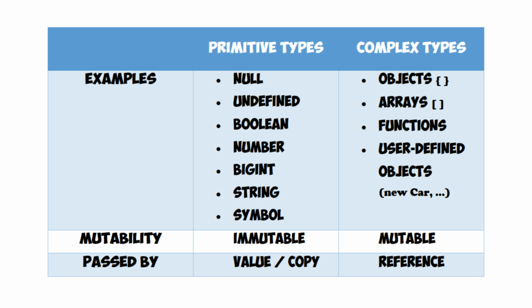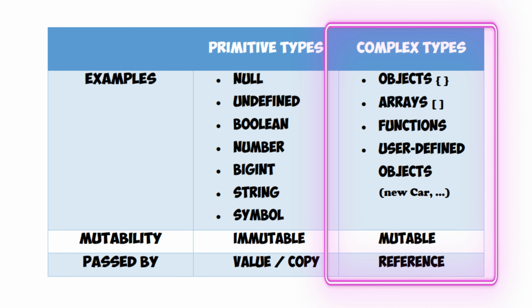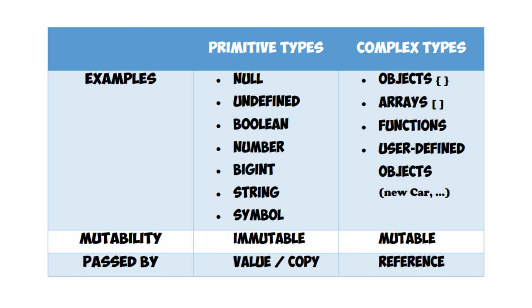In contrast to the primitive types are the object types, sometimes also called complex types or reference types. In JavaScript, these are represented through objects, arrays, and functions. They are called reference types because variables of these types store references, memory addresses, that point to the actual value stored in memory. Reference types are mutable, allowing their values to be modified even when declared as constant.